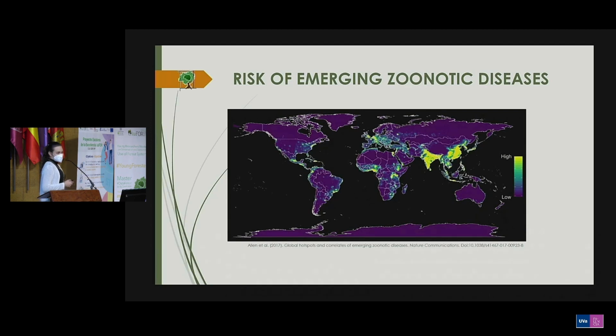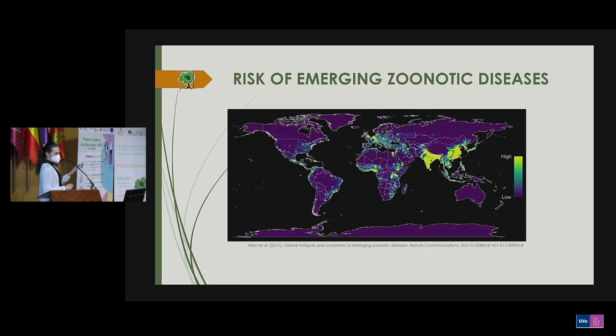And this is a map where you can see in yellowish colors the hotspots where the risk of emerging zoonotic diseases is increasing and very high. So the next pandemic can come from one of these points. As you can see, you can find highly populated areas like Europe, both coasts of North America and Central America, and tropical forest mainly in South America, Africa, or both, like in India or Southeastern Asia.